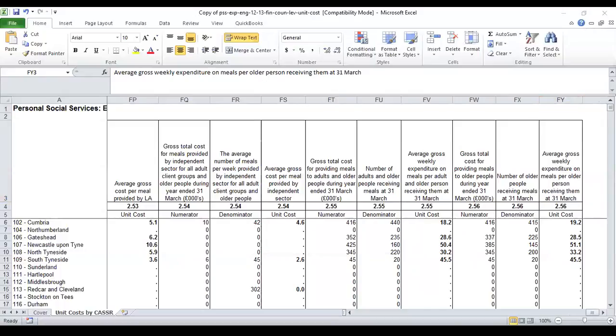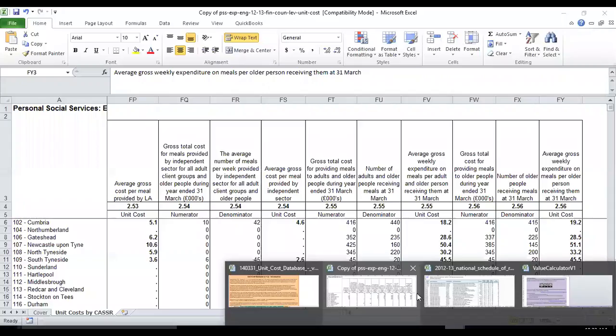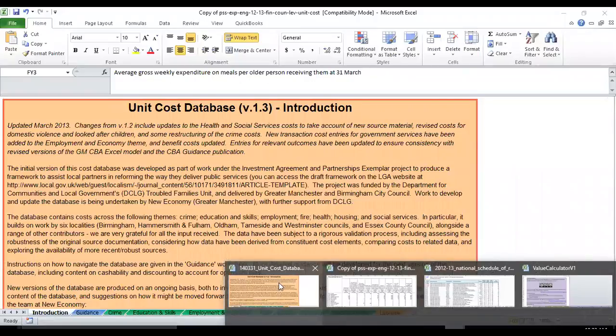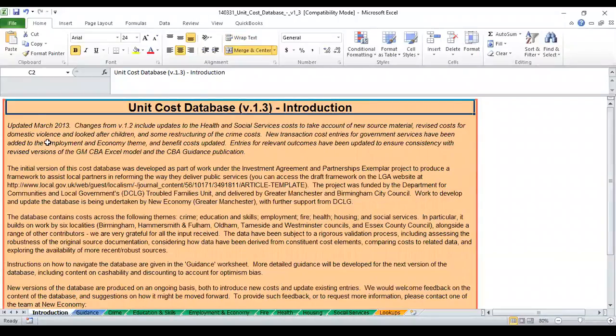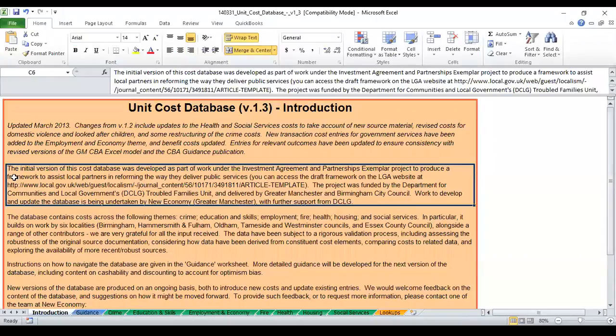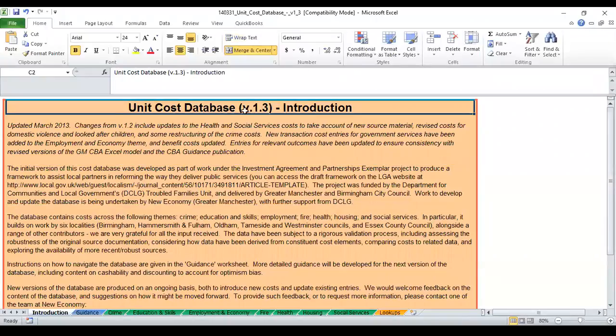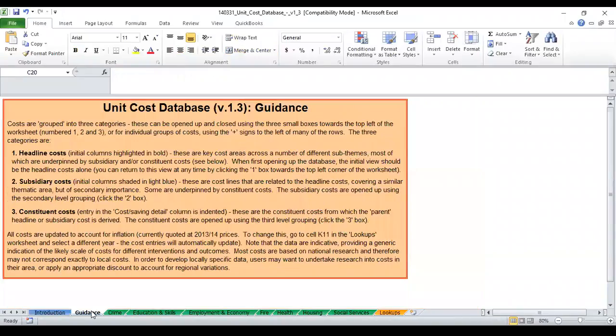The other one to show you, I'm just trying to think which one I haven't shown yet, is this one that was done by the New Economy. So, unit cost database, this is version 1.3. I think they have got more recent versions. This is free again to download from their website, and one of the good things about this is that it breaks down into different areas of outcomes, and it's also inflated all the prices. In this case, it was up to 2013-14.